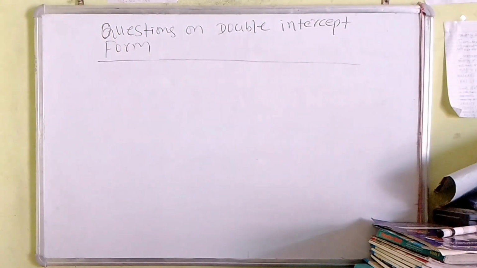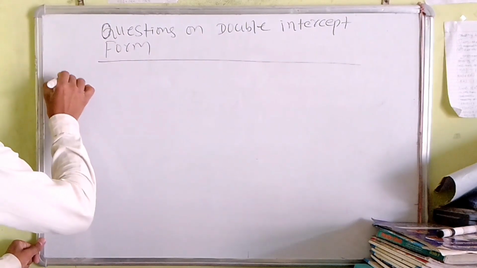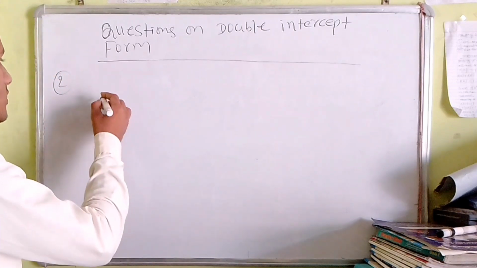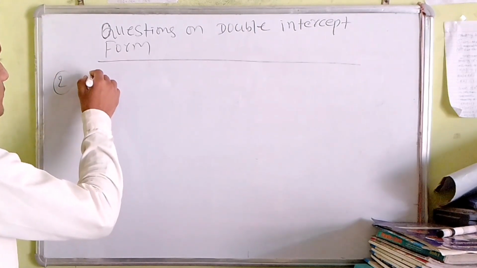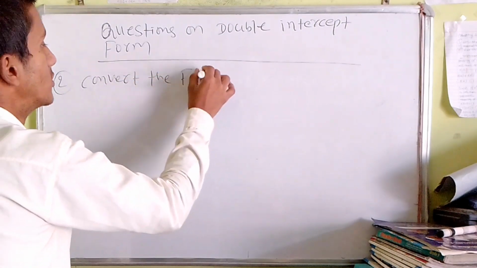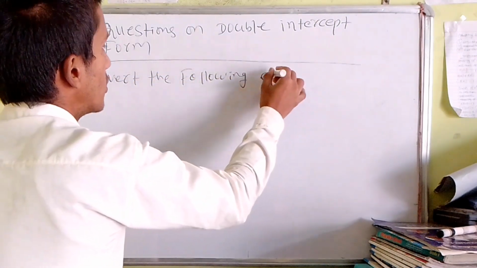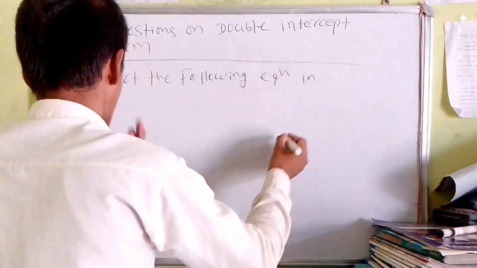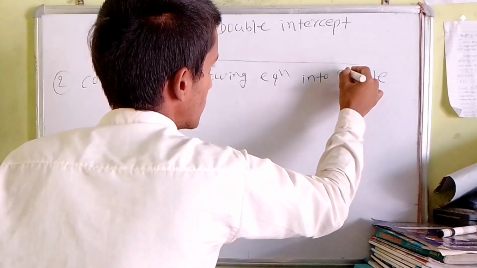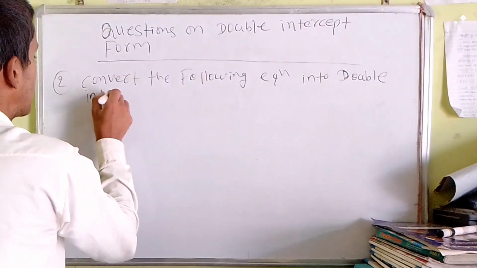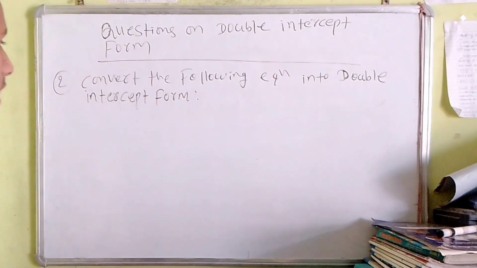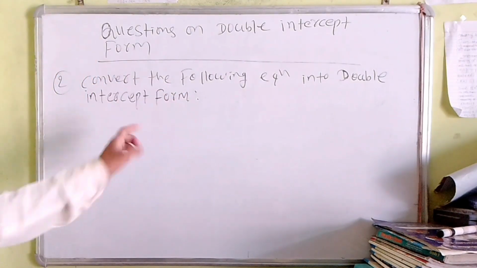So now I'm going to give you the second question. The second question is again fairly easy, like the previous one. The question is, we have an equation. Convert the following equation into double intercept form. Yes, double intercept form. So what the problem asks is, convert the following equation to double intercept form.